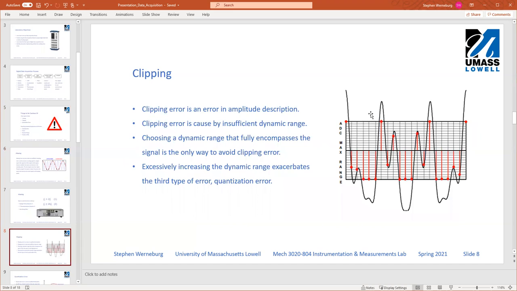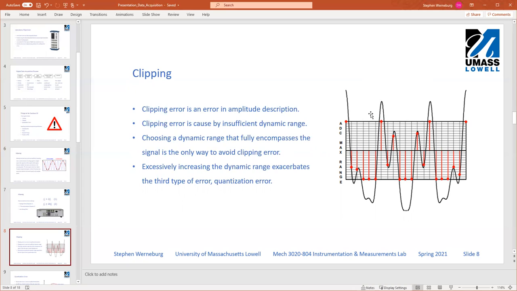The second type of error is clipping error, which is an error of amplitude description, and it's caused by an insufficient dynamic range. As you can see in this figure on the right, it's showing an example of clipping error, where the dynamic range is not sufficient. The signal that you're measuring is actually exceeding the dynamic range. In cases like this, the digital signal that you're recording at these points is just the maximum value that you're measuring for. So you're not getting an accurate amplitude description.